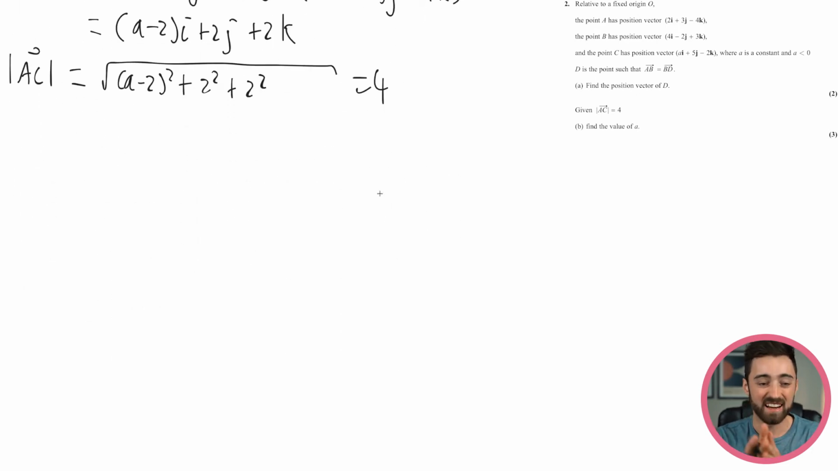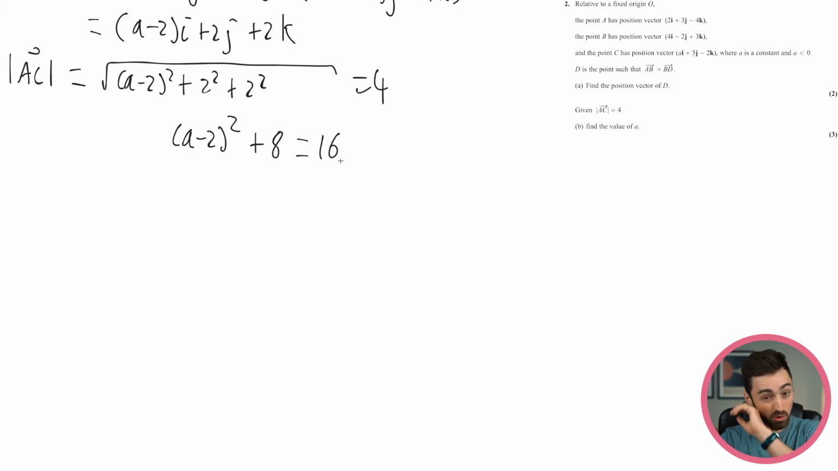So if we set this equal to 4, we have ourselves an equation. Let's make our lives easy. I don't like this square root, so why don't we just square both sides? We're just going to get a minus 2 squared, and then these two terms: 2 squared is 4, and we've got 2 lots of that, so this is going to be 8. Then I need to square the right-hand side, so 4 squared is 16. Cool, so it's quadratic, isn't it? I've got an a term which is squared, so I could multiply out this bracket.